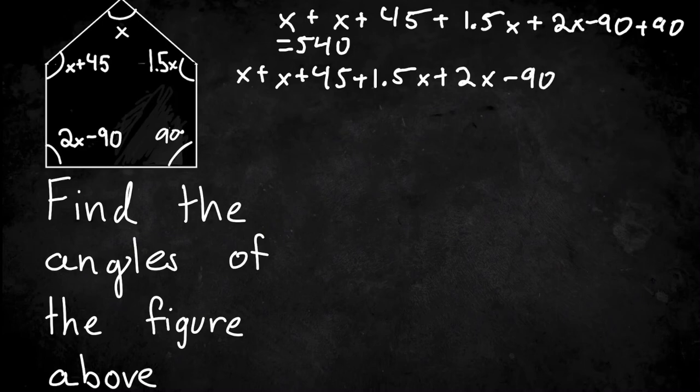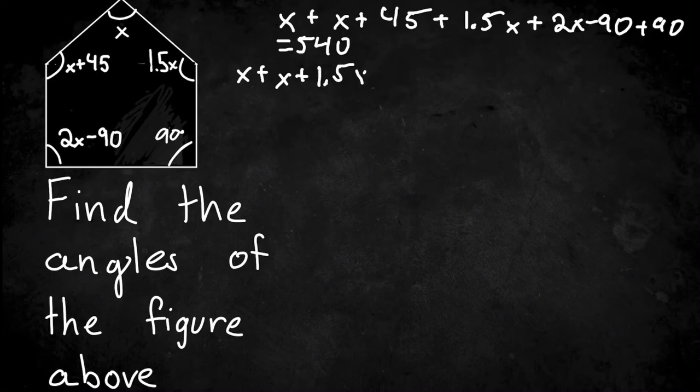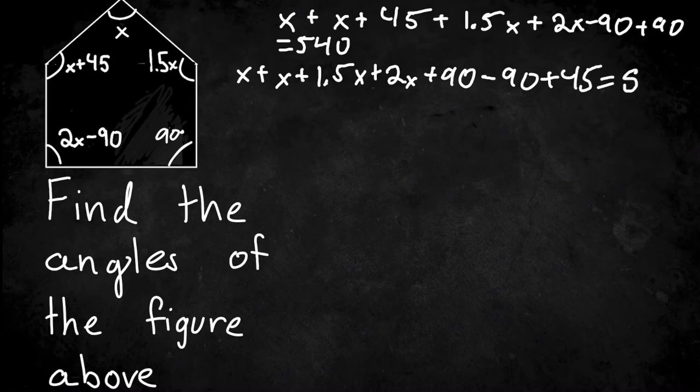Oops, got to rearrange it. x plus 1.5x plus 2x, right? Plus 90 minus 90 plus 45 equals 540. So if you see here, we have added 90 and subtracted 90, so that equals 0.